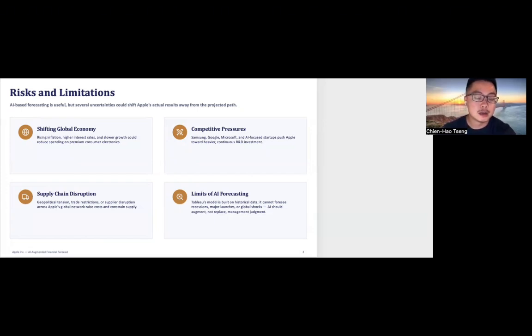Finally, it is important to remember that AI forecasting has its limitations. Tableau makes predictions based on historical data and trends, so it cannot anticipate unexpected events like a huge recession, a major product launch, or a global crisis. Because of this, AI should be viewed as a decision support tool rather than a replacement for human judgment.